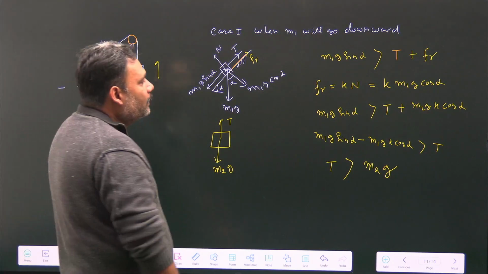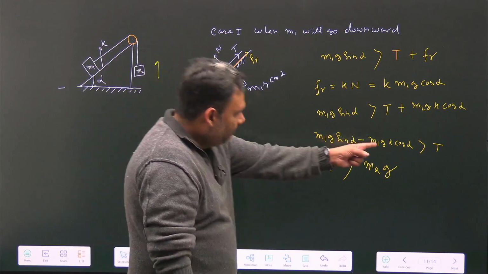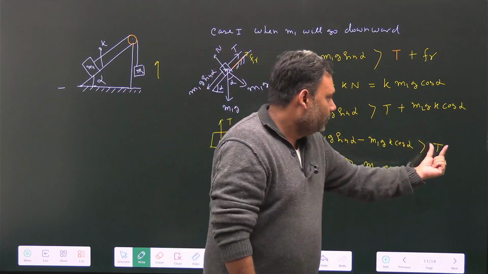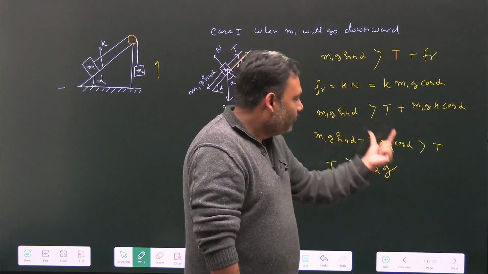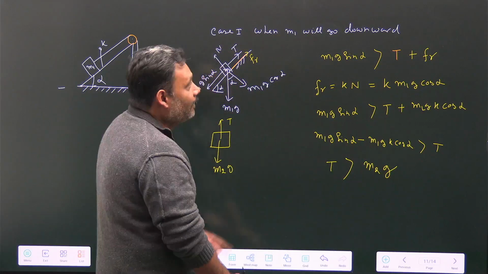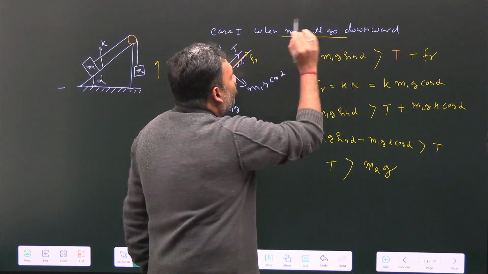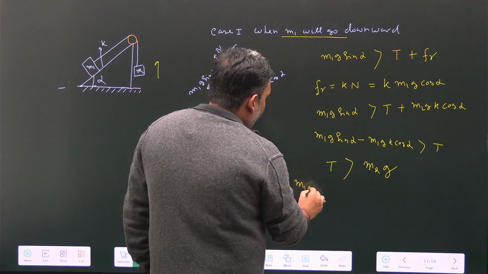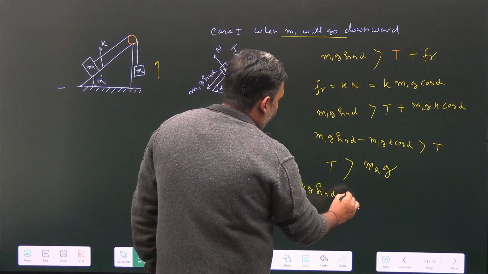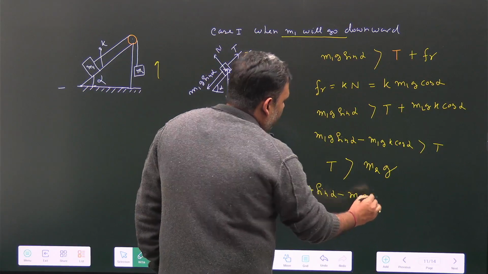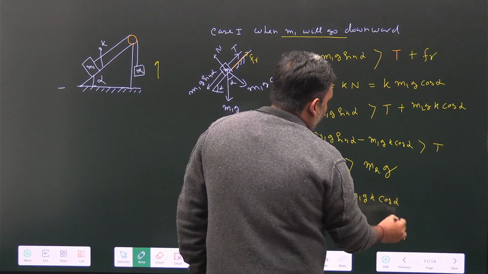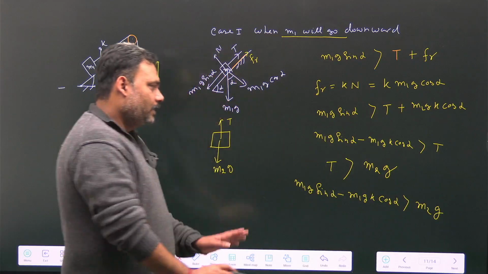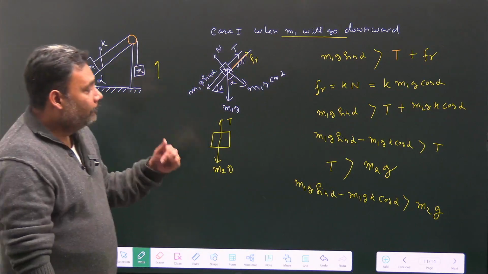और यहां से हमारे पास कंडीशन क्या आ रहा है? So this term is greater than tension, and tension is greater than m2g. A is greater than b, b is greater than c, then a will be greater than c. So this is the condition where m1 will go downward, है ना? So what do you have? You have m1g sine alpha minus m1g k cos alpha must be greater than m2g. So this is my first condition where m1 will go downward.